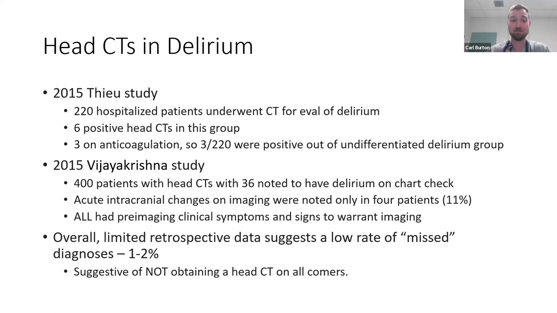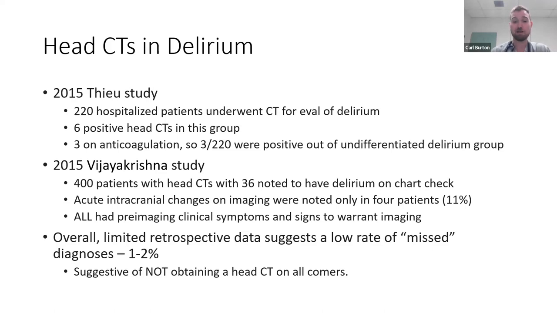In another 2015 study, by Vijay Krishna, of 400 patients that had CTs, 36 were noted to have delirium. This is a bit different, a retrospective study. They were looking for acute intracranial changes on those CT scans in the delirious patients, and found them in only 4 patients, all of whom had preexisting clinical symptoms and signs to warrant imaging, such as focal neurologic deficits. So in people who don't have symptoms ahead of time or additional reasons to get a CT scan, there's a very low rate of misdiagnosis, around 1 to 2%.